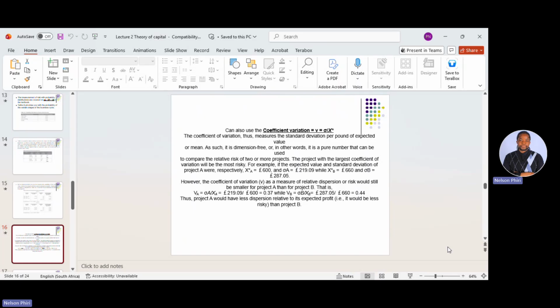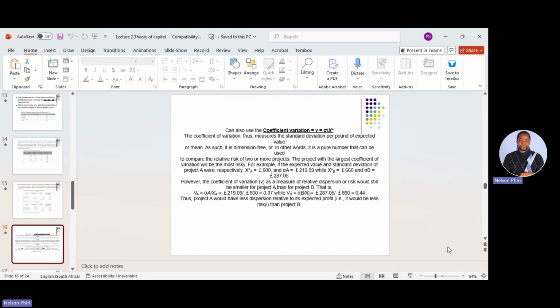If you compute your CV for project A, you discover that it is 0.37. That is the standard deviation per unit of expected return. Then for project B, if you compute 287 divided by 660, you get 0.44. This shows us that project A has less dispersion relative to its expected profit. So in this particular case, project A is less risky than project B because it has a lower CV.